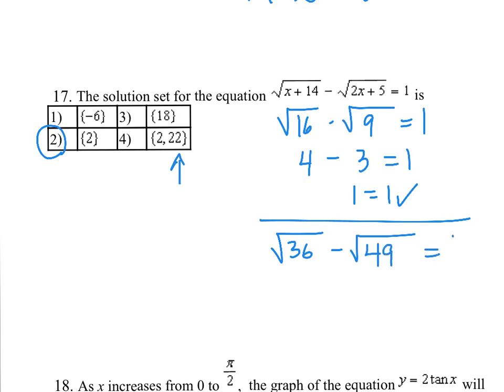And let's see if that thing equals 1. Well, the square root of 36 is 6, and the square root of 49 is 7. And you can see that's not going to give you 1. It's actually going to give you negative 1. And that's why that would not be the answer. Okay? Don't do it any other way. This is the best way for you to go.